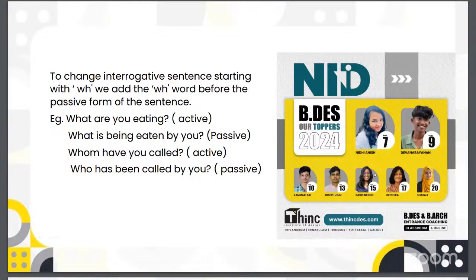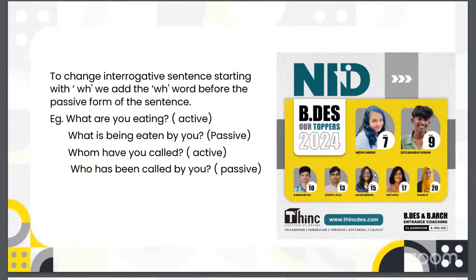Now, to change an interrogative sentence starting with WH, we add the WH word before the passive form of the sentence. For example, what are you eating? It's a WH question. That is an active voice here. What are you eating? You is given importance. Now, when you change it into passive, what is being eaten by you? That what will remain in that position itself, at the beginning of the question. Because you always takes are. So, what is being eaten?